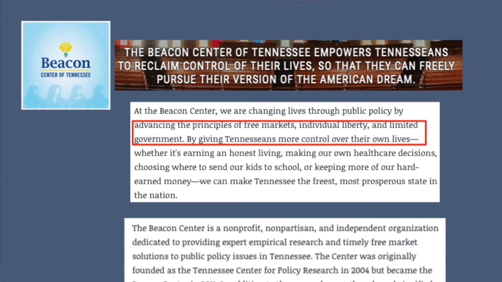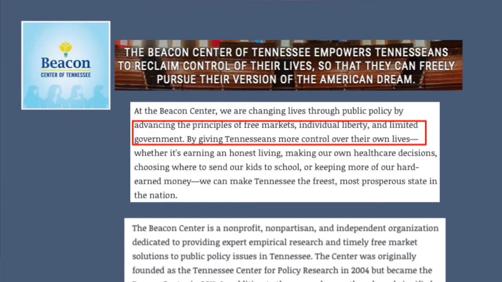Now, when you look at their description of part of their mission, they're saying that the Beacon Center is changing lives through public policy by advancing the principles of free markets, individual liberty, and limited government by giving Tennesseans more control over their lives. And they go on to say, and helping Tennesseans keep more of their hard-earned money. So this is an organization that tends to lean conservative in that they're interested in more free markets, individual liberty, limited government, less taxes.